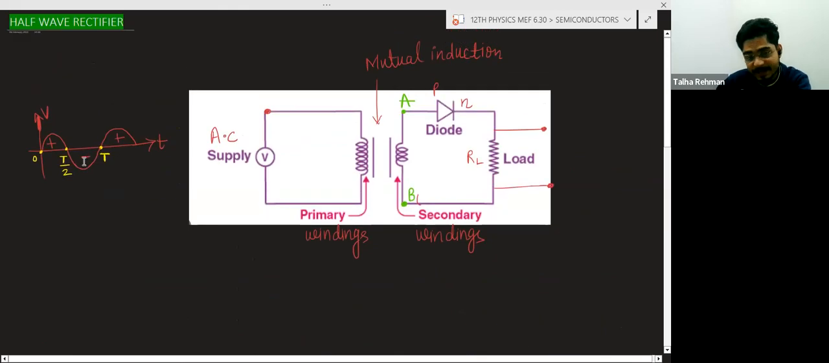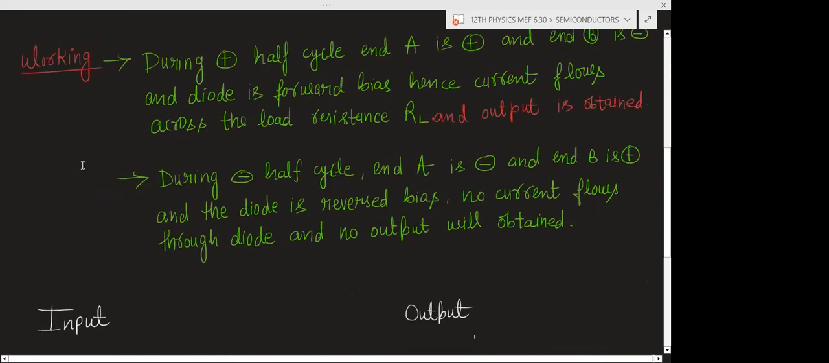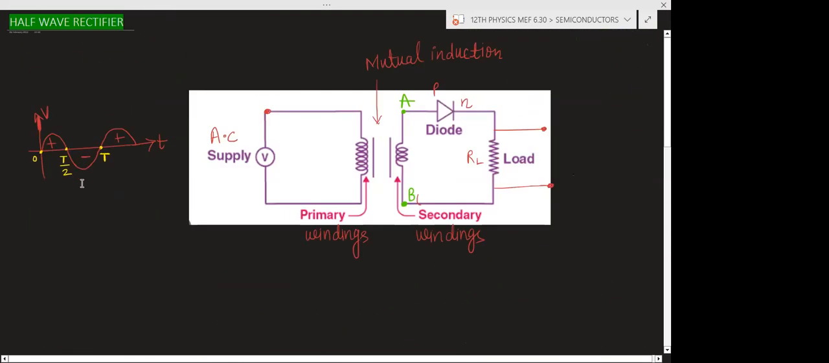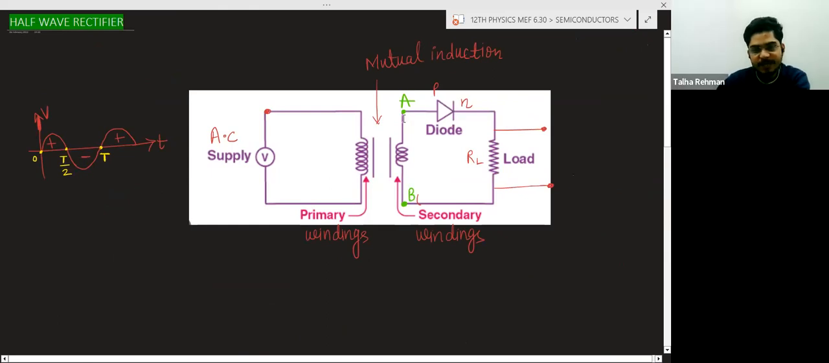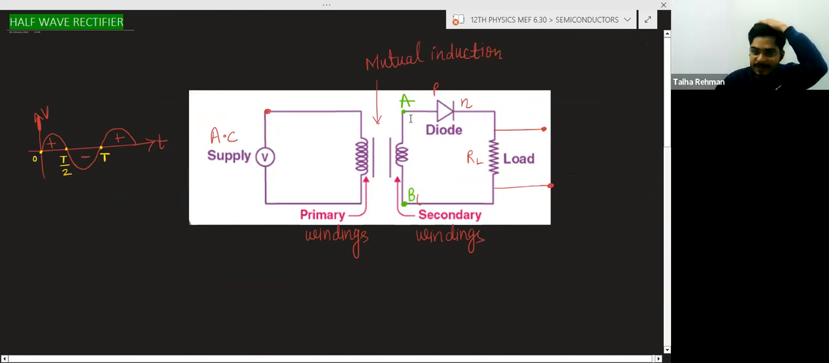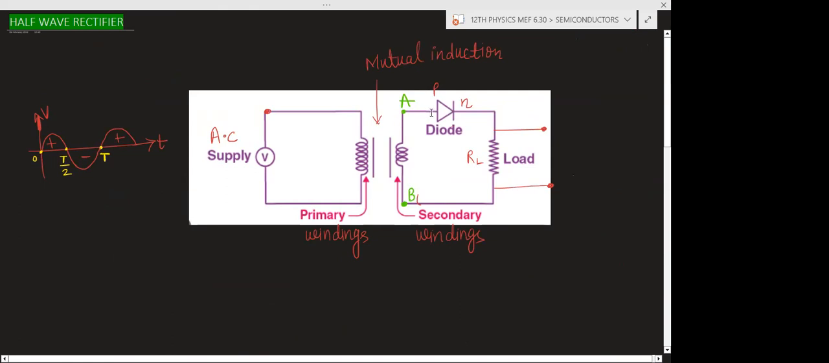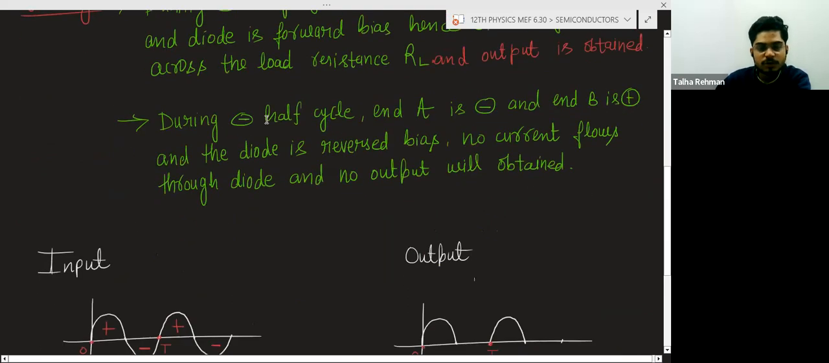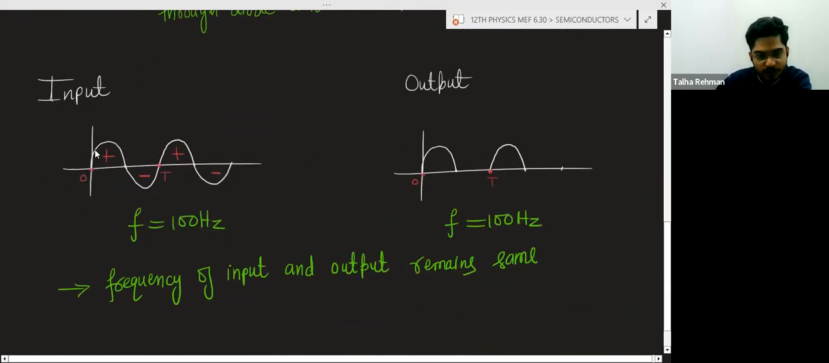Reverse bias, or you can say here in the negative half cycle. Due to the positive half cycle, what is happening? This diode is forward bias. Due to the negative half cycle, it's reverse bias. It is better to say when this end will be positive, it will be forward bias. So input is this, and during the positive half cycle, you are getting the output.